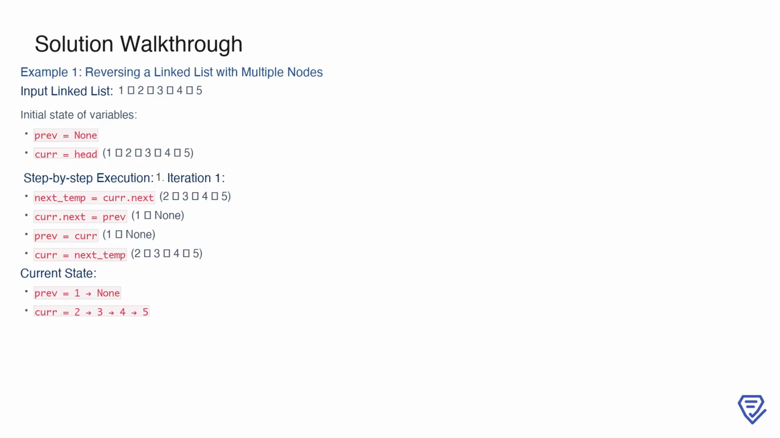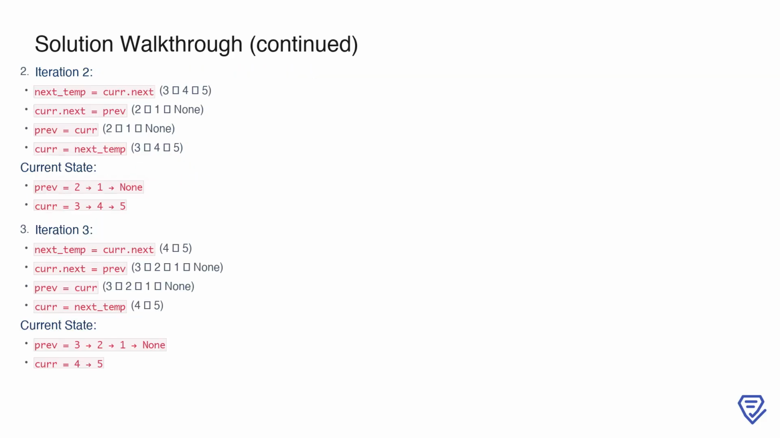At this point, previous is 1 None, and cur is 2 3 4 5, reflecting the partial reversal of the list. In the second iteration, we store the next node, 3 4 5, in next_temp. Then, we reverse the current node by pointing cur.next to previous, making 2 point to 1 None. After that, we move previous to the current node, updating it to 2 1 None, and shift cur to next_temp, which points to 3 4 5. Now, previous is 2 1 None, and cur is 3 4 5.